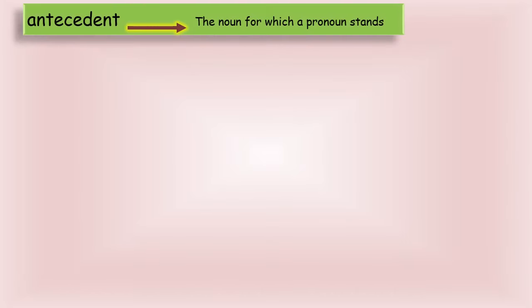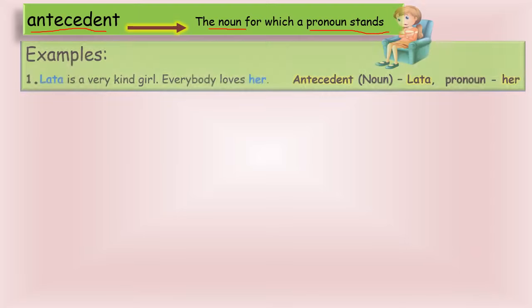Children, do you know what an antecedent is? Antecedents are those nouns for which we use pronouns. So we can say antecedents are the nouns for which a pronoun stands. To make this clear, let's take one example.